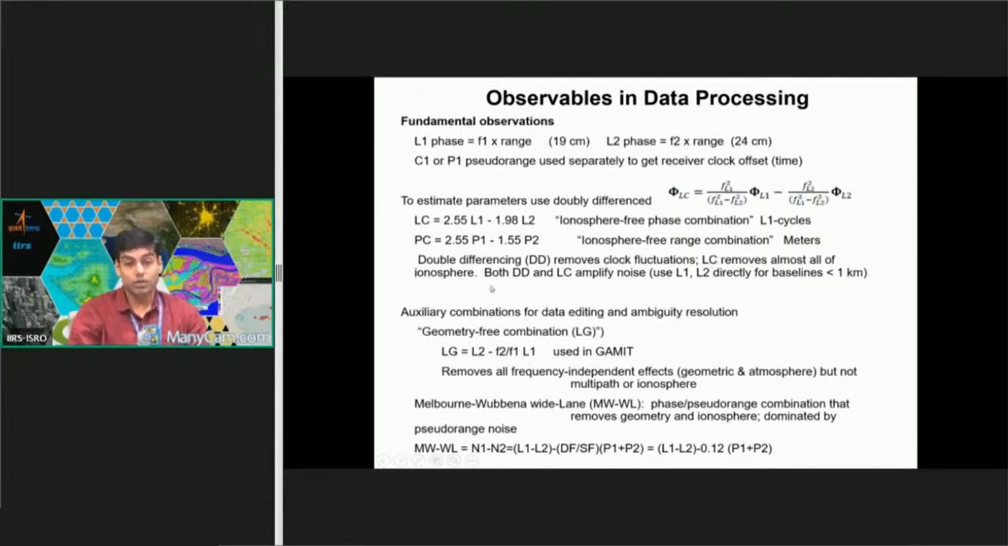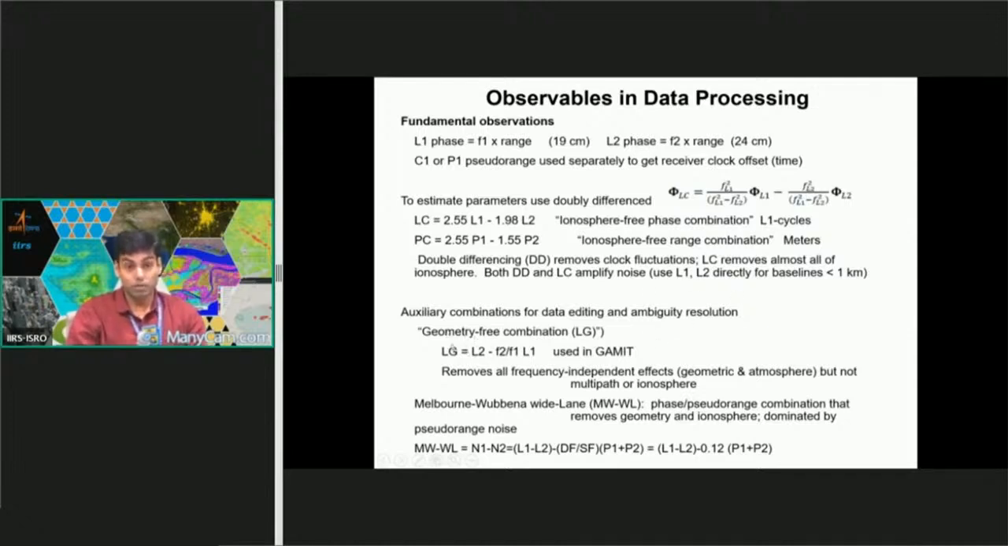And as I told you, we use double difference to remove the clock fluctuation, and the linear combination almost removes the ionosphere. But what happens when we apply these corrections? At the same time it amplifies the noise, and it normally does for baselines less than 1 kilometer. So we have to check whether it is amplifying or not, rectify the amplification, and restore the normal condition. And this is the formula to edit the data and for ambiguity resolution.